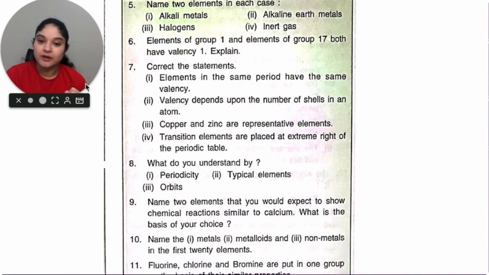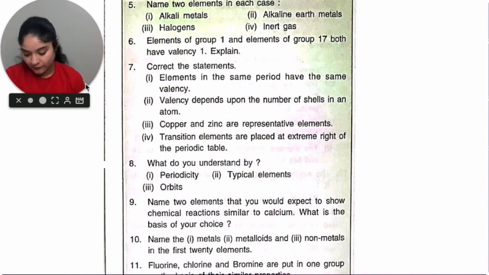The third, copper and zinc are representative elements. So copper and zinc are transition elements. Then when we talk about the next one, transition elements are placed at extreme right of the periodic table. So at the extreme right you have inert gases. So inert gases are placed at the extreme right of the periodic table.